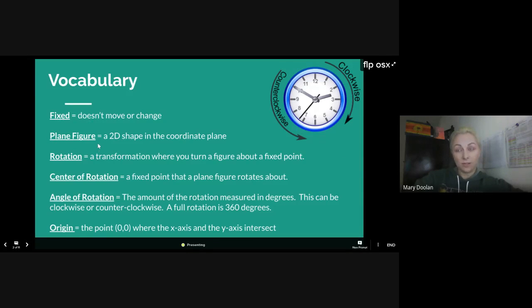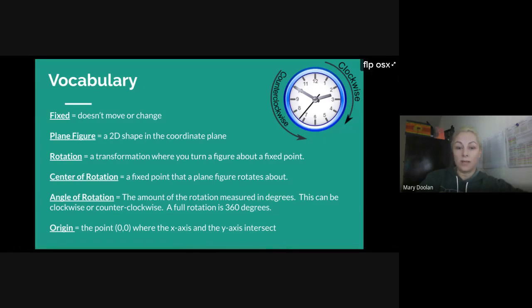A plane figure is a 2D shape in the coordinate plane. All right, and so a plane figure, this has shown up already in other lessons for transformations. So just to clarify that a plane figure, we don't mean plain like boring and not fancy, but plane, P-L-A-N-E, is the coordinate plane. It's a figure in the coordinate plane.